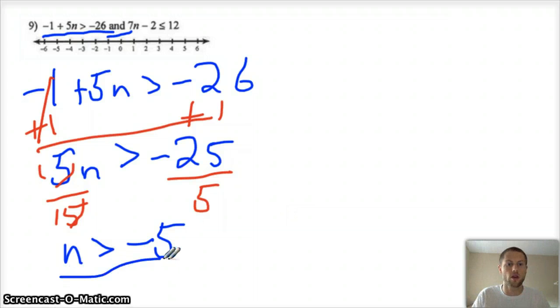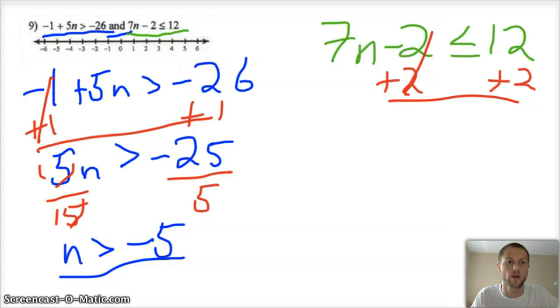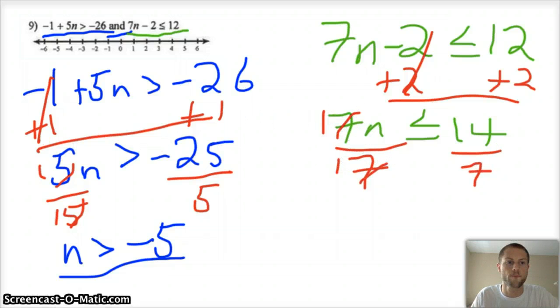Okay, that's one piece. Let's take this second part here and solve it in green. So 7n minus 2 is less than or equal to 12. Same steps using our algebra skills, plus 2 on both sides. This is going to go away. I'm going to have 7n is less than or equal to 14. Next, I'm going to divide both sides by 7. That goes away, becomes 1s. So my final answer for this inequality is n is less than or equal to 2.